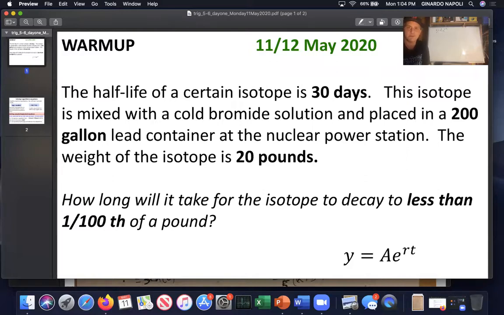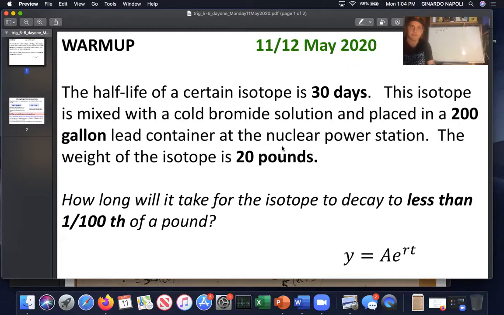So here we come again to this half-life problem, and maybe you remember how to do this, but notice that there's two units here. We got this isotope, which is mixed with a cold bromine solution, and that's to keep it stable. When you have nuclear reactors, the rods that go down, they go down into a solution that inhibits the chain reaction. That's why they're placed in this cold bromide solution. It's really toxic stuff.